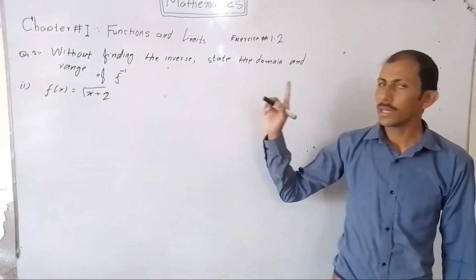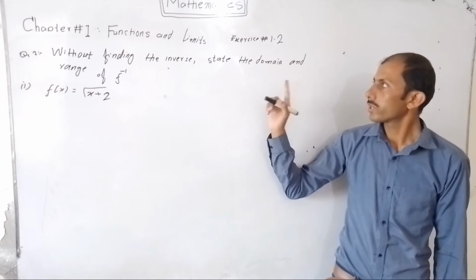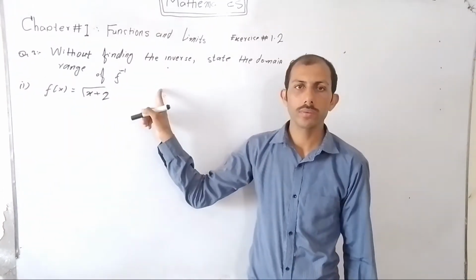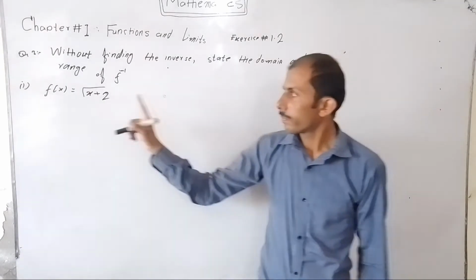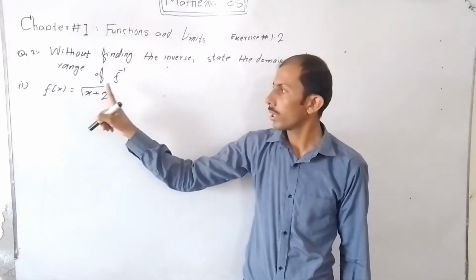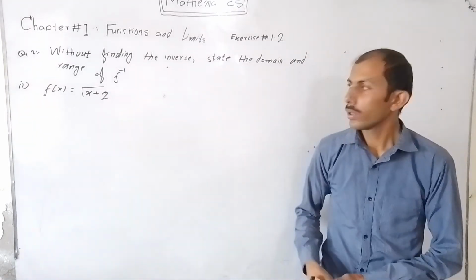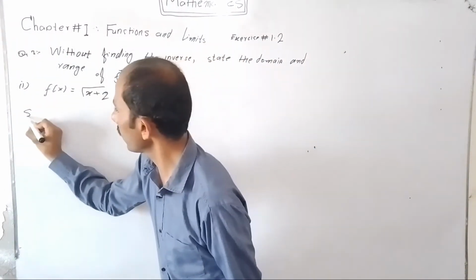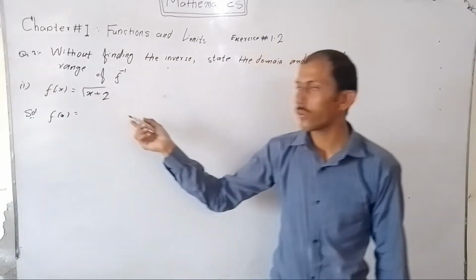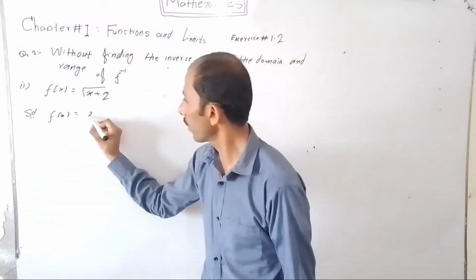Let's start question 3. Without finding the inverse, state the domain and range of f inverse. Question 3, part number 1, f of x is equal to under root of x plus 2. First of all, we write as it is. f of x is equal to under root of x plus 2.